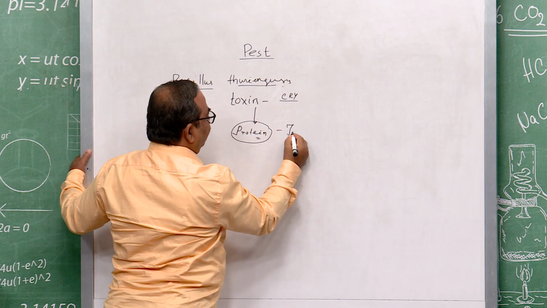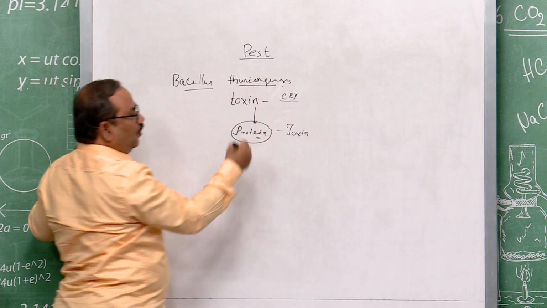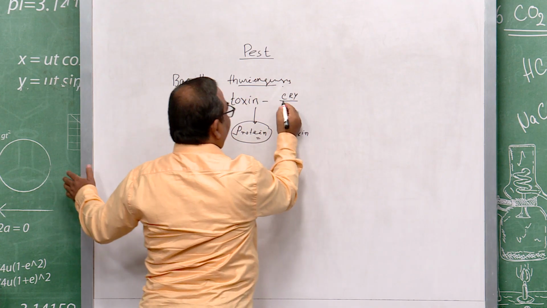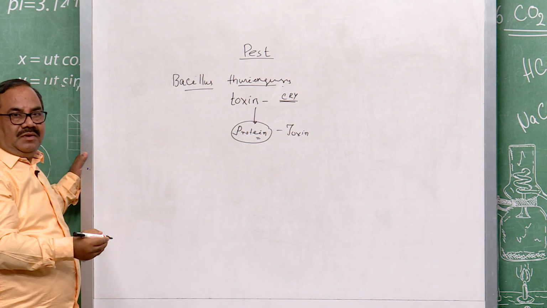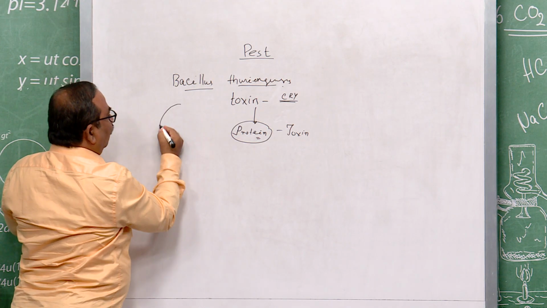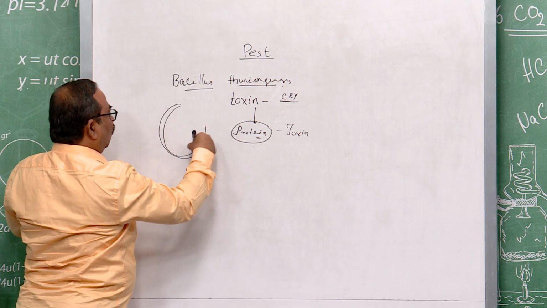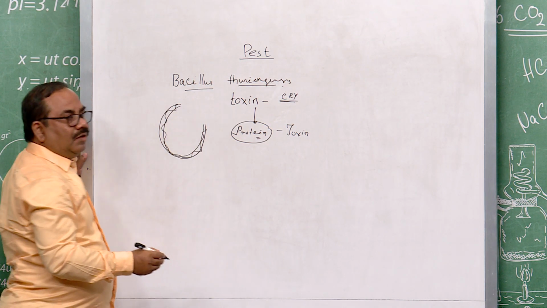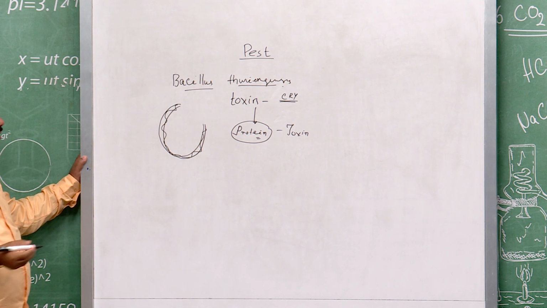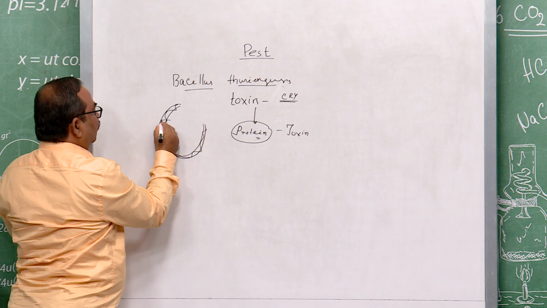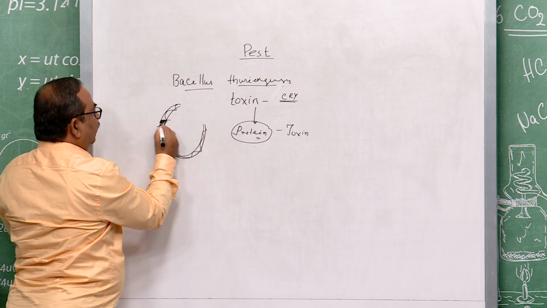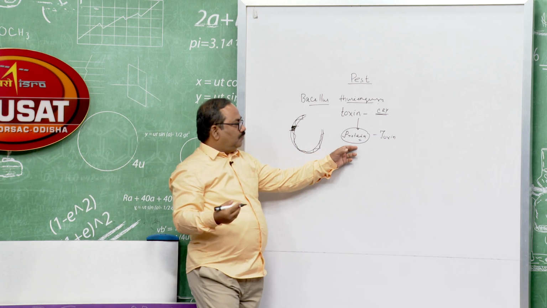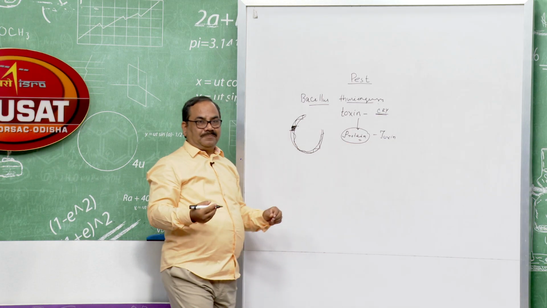So, this toxin is a gene product. So, what have we done? We have taken the gene from bacillus, the bacteria, and successfully incorporated it into the DNA of the host plant. Suppose it has been incorporated here, and it is successfully expressing, forming the toxin, that is a protein.